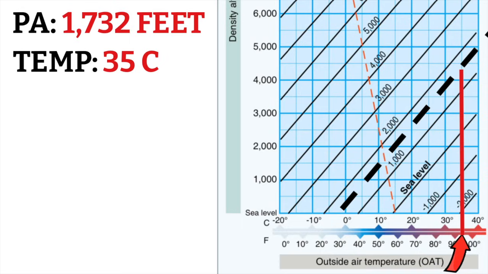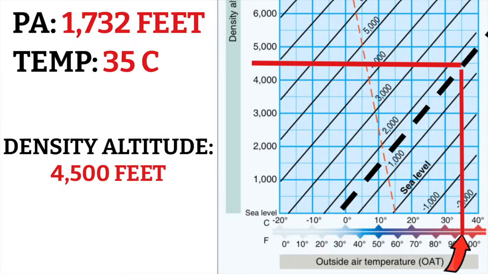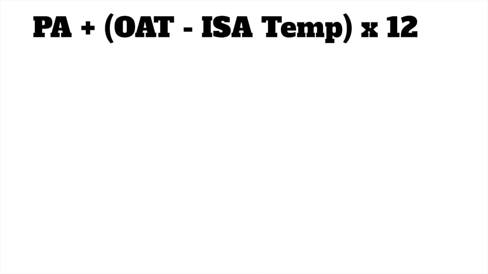As you can see, we kind of have to guess where that is, and we simply move over to find our density altitude of about 4,500 feet. Now, there is a way to solve this without one of these charts. You can use this formula too if you want. I'll do this really quick for you, but no one's going to expect you to know how to do this.